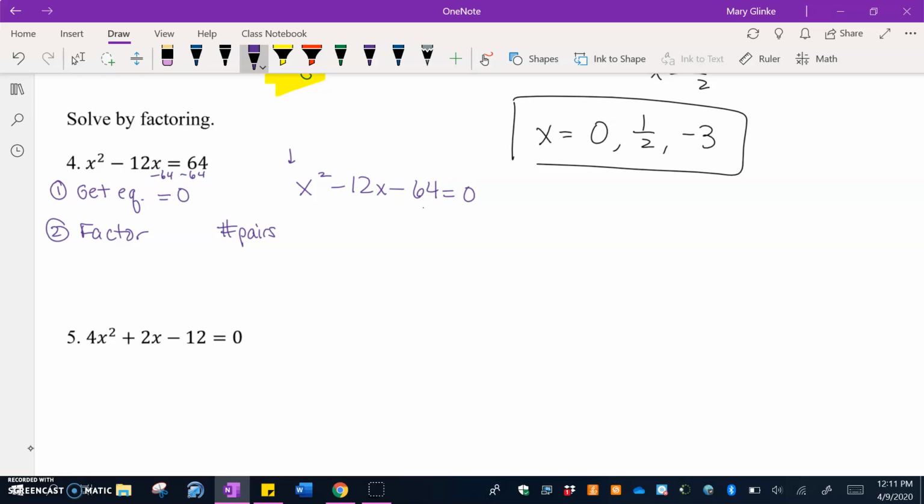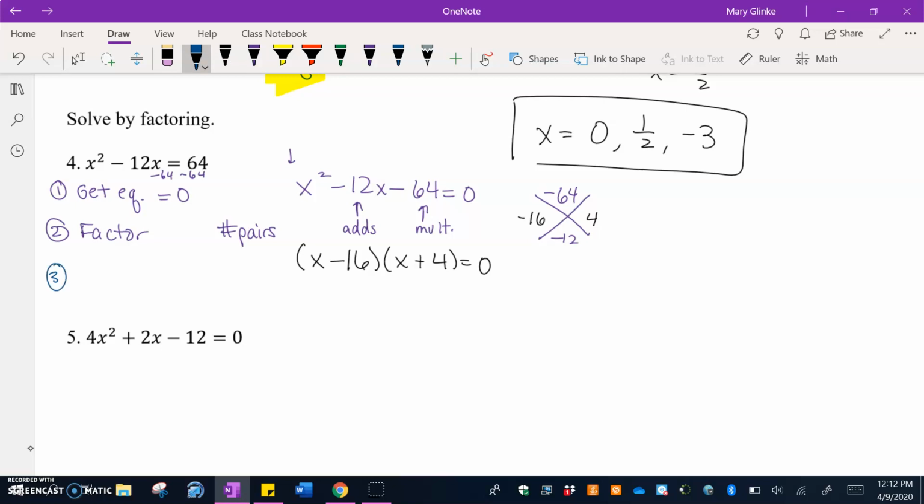So with our number pairs here, we need to multiply to get -64 and add to get -12. You can use your X method if you'd like to organize it that way. So you're looking for number pairs that multiply to get -64 and add to get -12. It's going to end up being -16 and +4. So if we were to factor it, we're going to write x minus 16 and x plus 4 equals 0. So that's step 2.